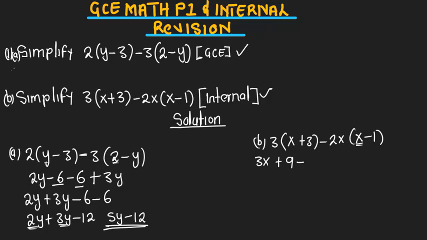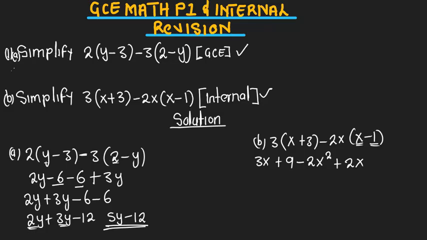So it will be minus 2x to the power 2. Then negative 2x multiplied by this negative 1. Don't forget the signs. Minus multiplied by minus should give you a positive. So you're going to have plus 2x. From there, we have multiplied everything.